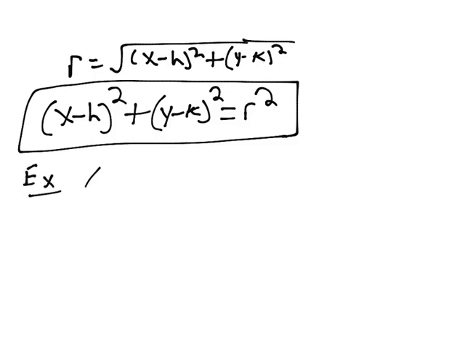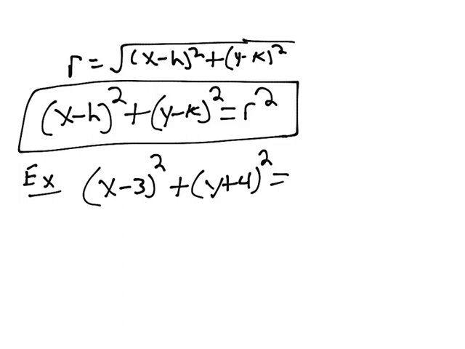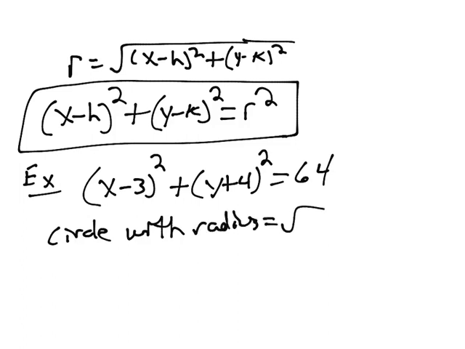For example, if we had something that looked like x minus 3 squared plus y plus 4 squared equals 64, then this would be the equation of a circle with radius equal to 8. Because the right-hand side here is r squared, so you just take the square root of that to get your radius, which is 8. And the center is 3 comma negative 4.